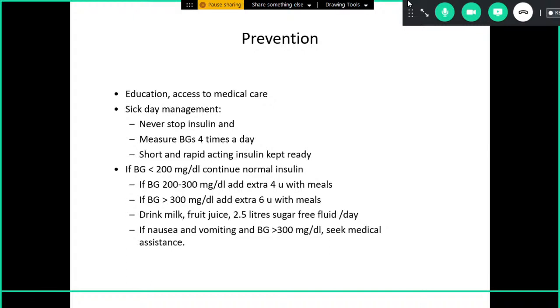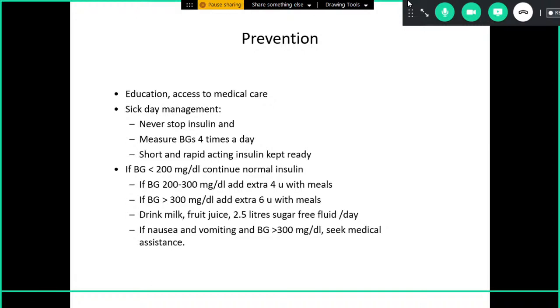If you're ill, measure blood glucose 4 times a day. Continue to titrate your insulin dose depending on your sugars. If your glucose is less than 200, continue normal insulin. If it's more than 200 but less than 300 before the meal, add an extra 4 units. If blood glucose is more than 300 before a meal, add an extra 6 units to your regular dose.